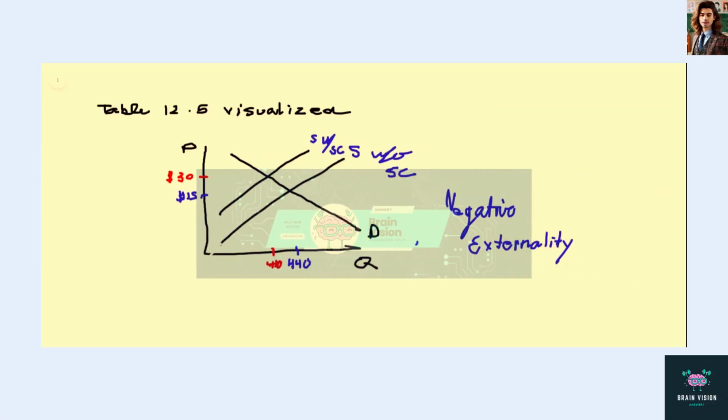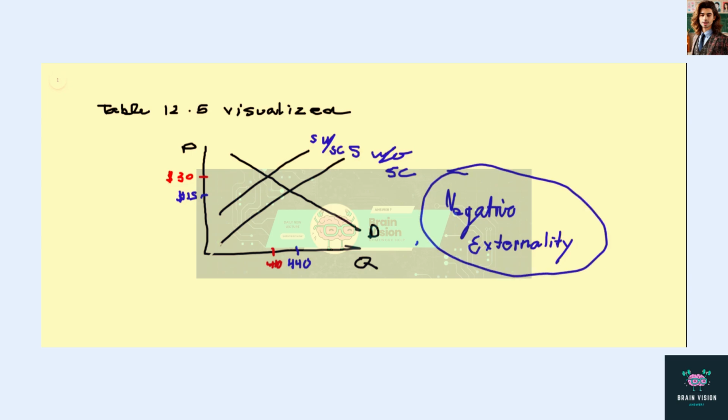Right, so what we have here is table 12.5 visualized. We have the price in dollars and the quantity. This is the social demand curve, and we have two different supply curves. We have the supply without the social cost, which is the CO2 emissions because they're harmful to the environment, and we have the supply curve with the social cost. And the CO2 emissions are an example of a negative externality.